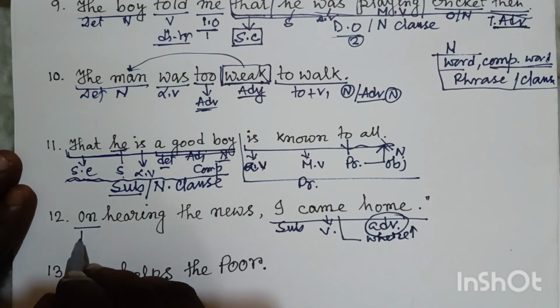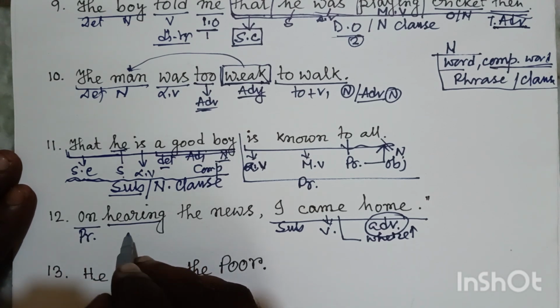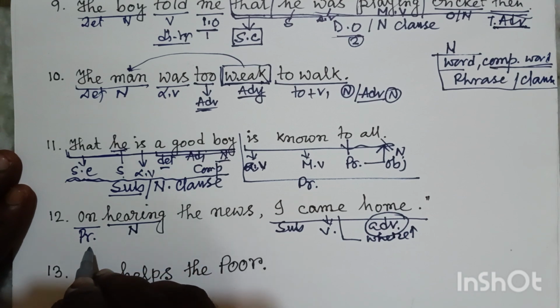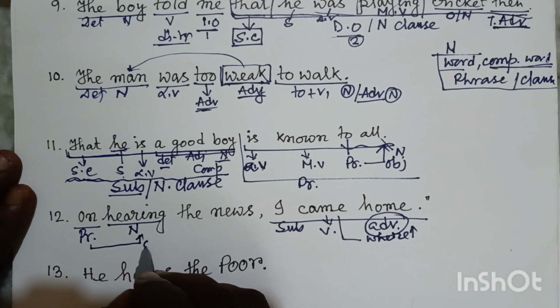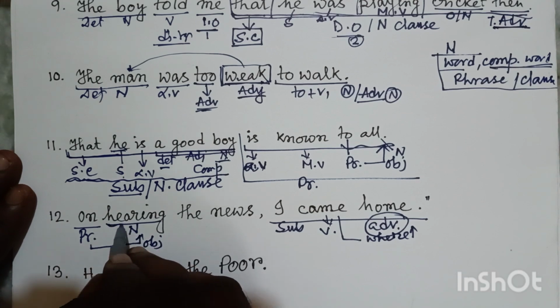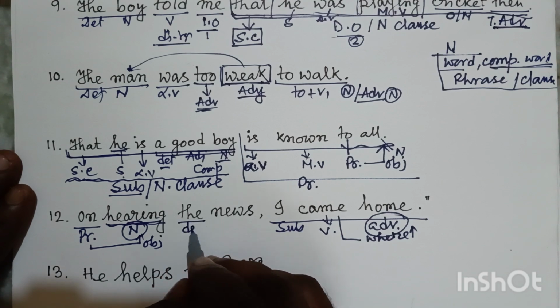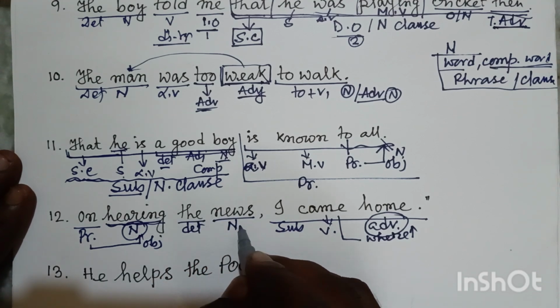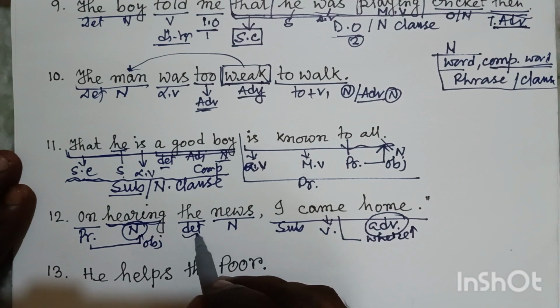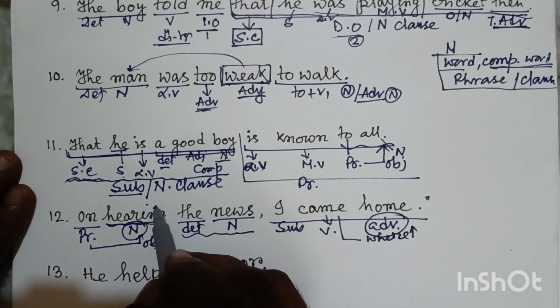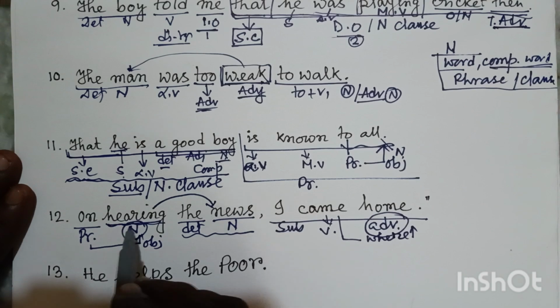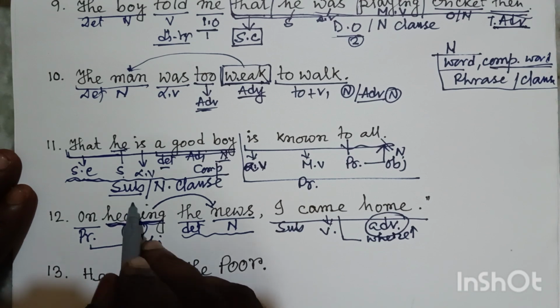Now on is the preposition. Hearing is a noun, actually the object of this preposition. It is actually called a gerund and used as a noun in the sentence. And the is the determiner of this news, it is a noun. Friends, and this phrase, the news, is the object of hearing. My dear friends, it is acting as a noun, but it is derived from the verb here.